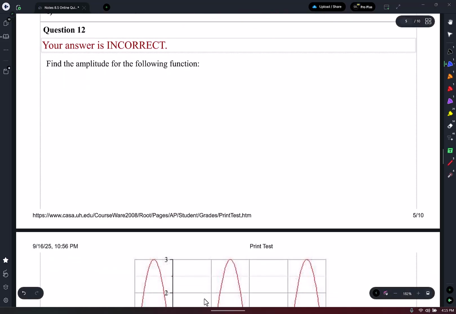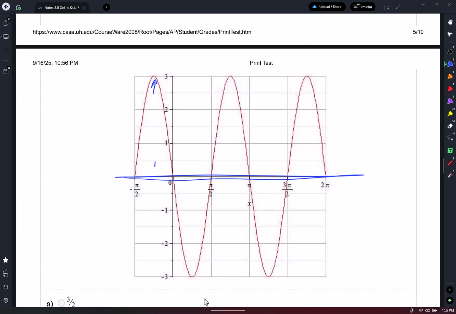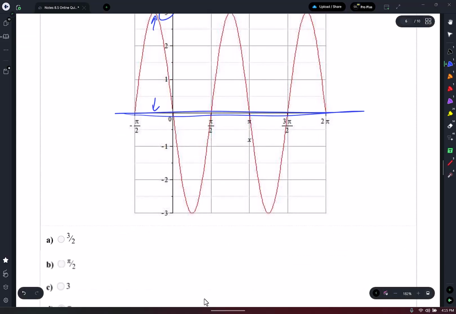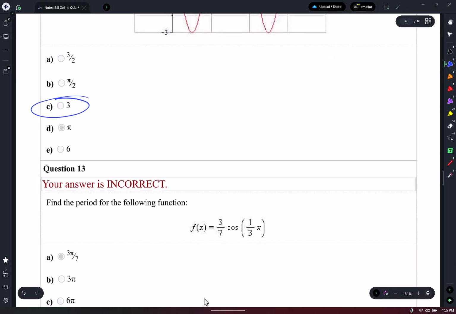Find the amplitude. Okay, well, where's the middle? It looks like the middle is right smack on the x-axis. So the amplitude is the distance from the max to the midline. So 3. Do you see how fast that was? Okay, let's go to the next one.